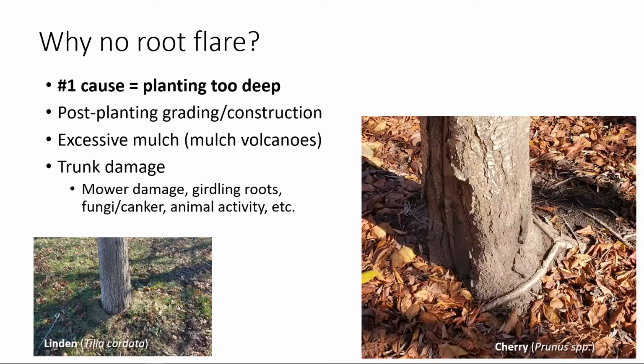So what are the reasons? We've talked about a little bit of this already. What are the reasons that we would have no root flare like we see on the linden at the left, which is an example I've already shown. But the number one cause is planting too deep. So we're going to talk about that a lot today, how we can plant a tree at the right depth, and I'll show you how to make that assessment with some pictures from the field. But we've already talked about some grading or changes in that area. I think a common thing I've seen folks do is add a few bricks and a little landscaping bed around the base of a tree, and that raises up the soil level right there.